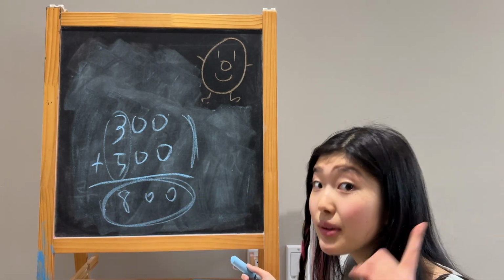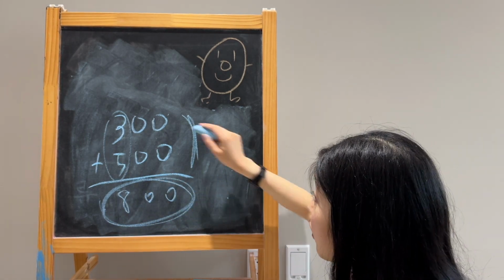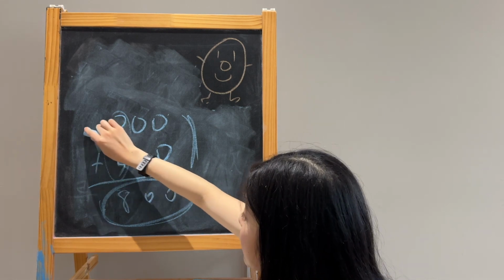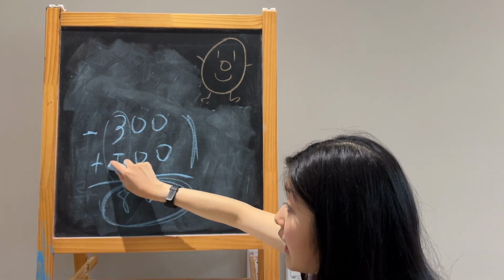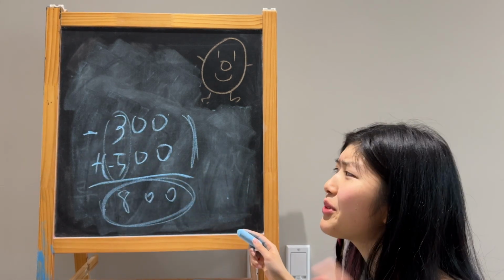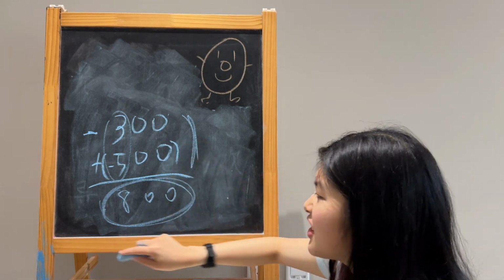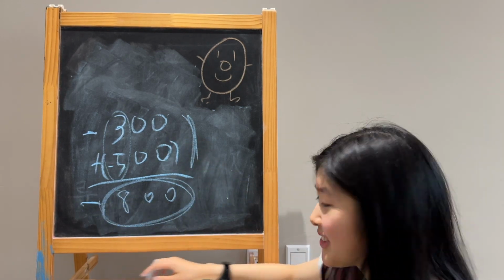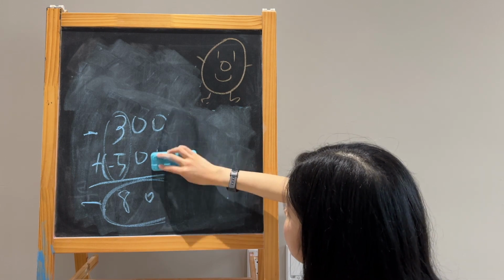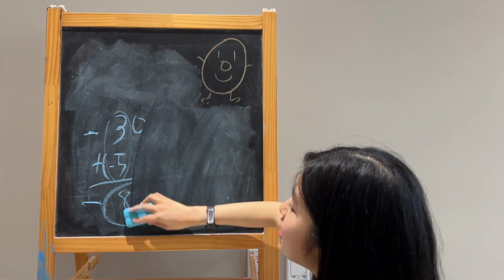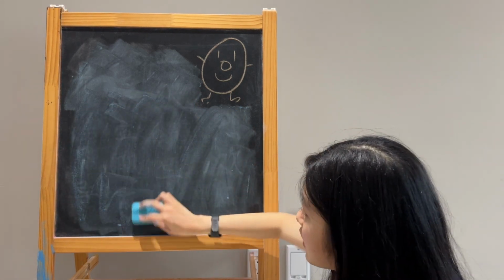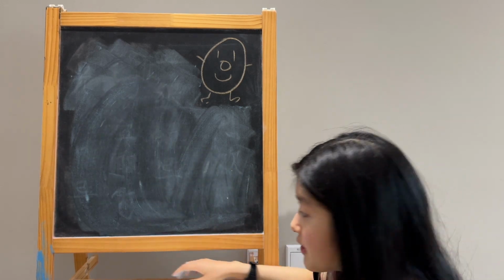And remember, it was a negative sign. So therefore, negative 300 plus negative 500 is just equal to negative 800. Now I think this one is a little bit more tricky than just simply using the number line. So let's do a few more examples.